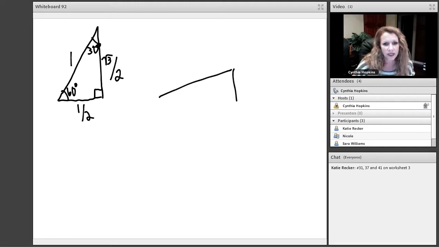Now a 30, 60, 90 can also be like this. I call this lying down instead of standing up.